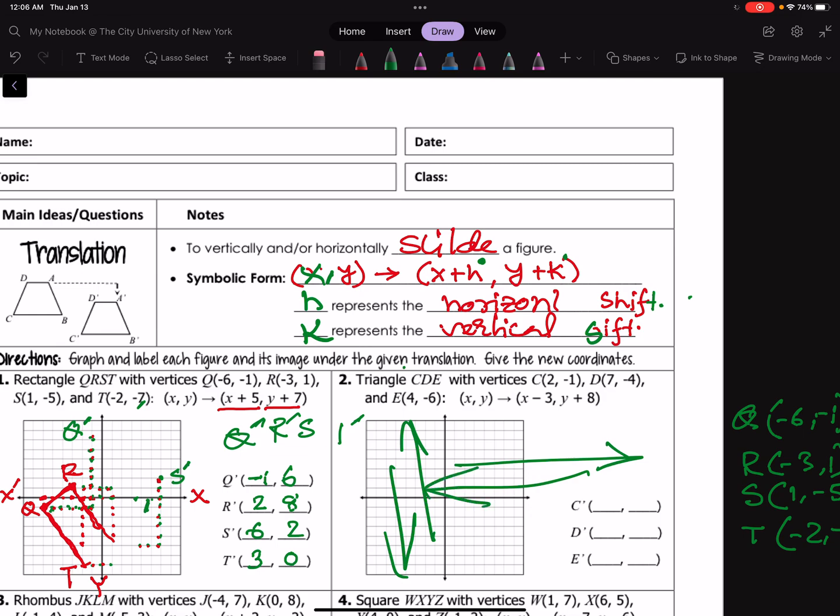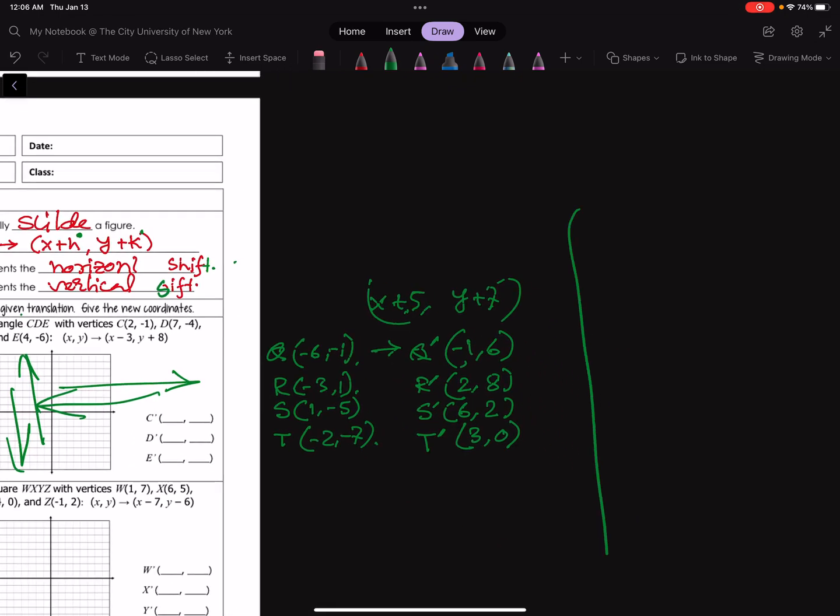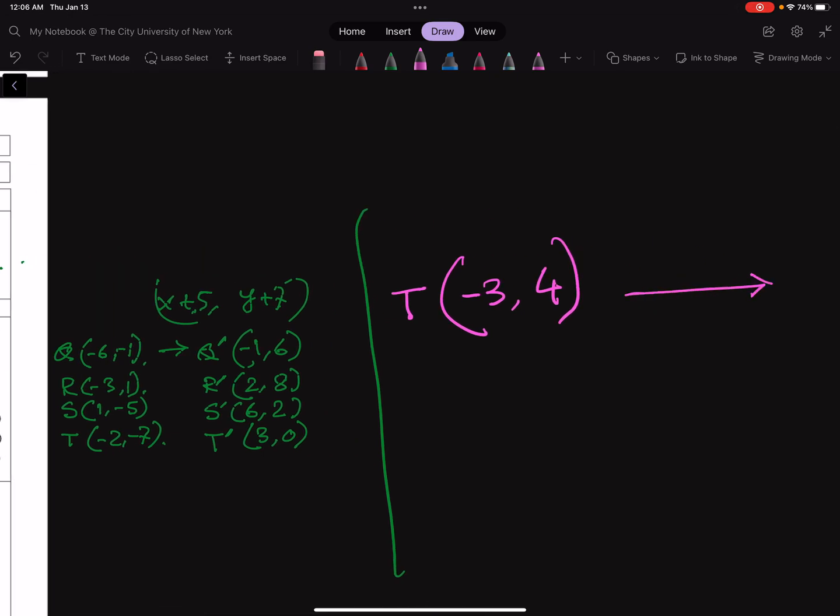So what will happen? Say I tell you a point T is (-3, 4), and that it is translated under the translation, let's say the translation takes place as x plus 4 and y minus 7.